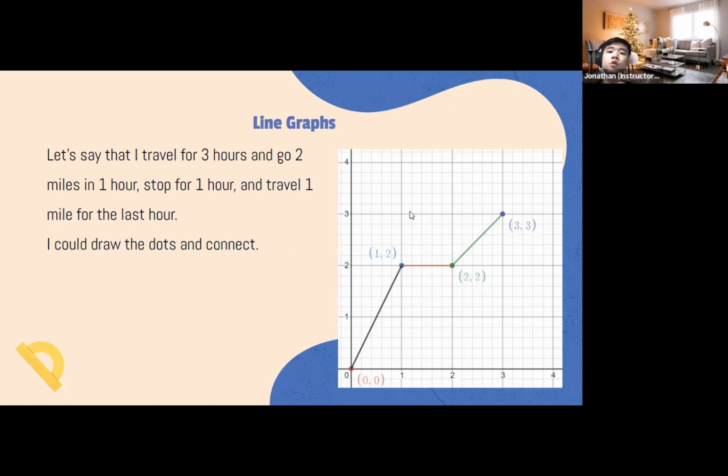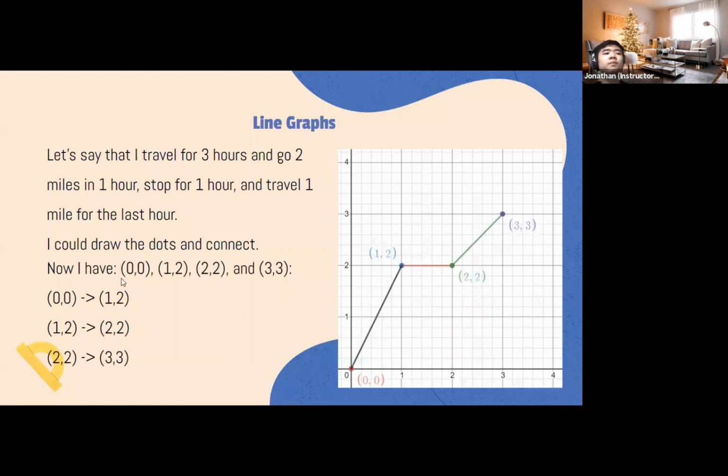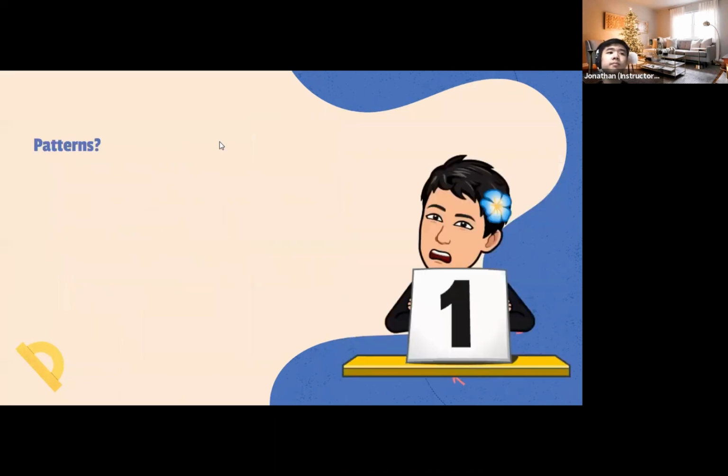So basically, you can just take the information from a problem and put it into a line graph. Nothing too complicated there. So I have to connect them. So 0, 0 to 1, 2, right? And then 1, 2 to 2, 2, 2, 2 to 3, 3. You just connect them based on the information that you're given.